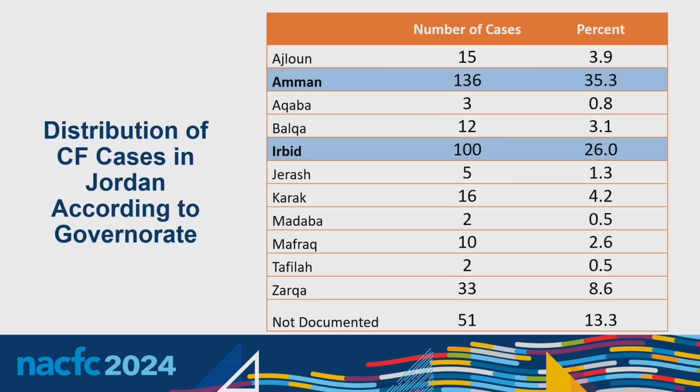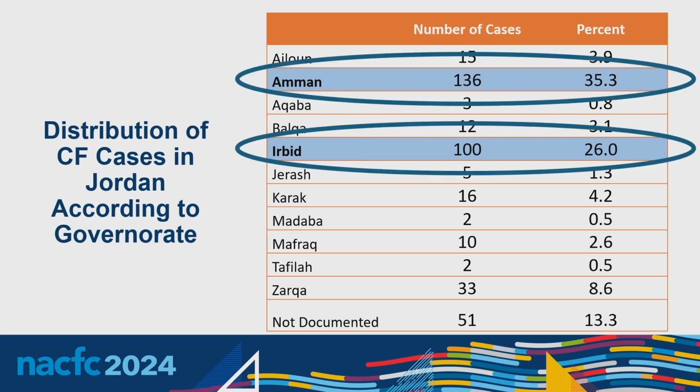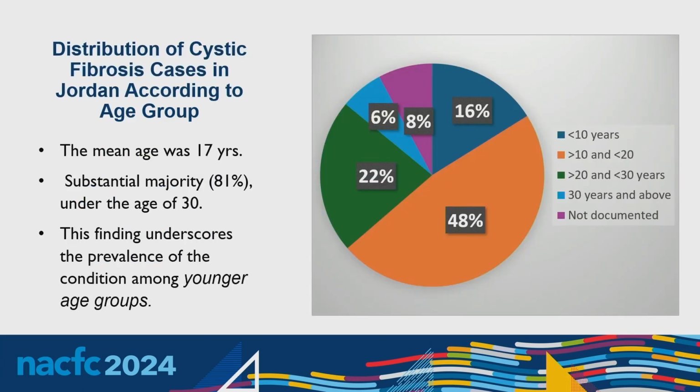So the distribution of CF cases in Jordan, according to governorates: the majority of the patients lived in Amman, the capital. Irbid had the second most common cases, and then the rest were distributed in the country. According to the age group, the mean age was 17. A substantial majority was under the age of 30. I mean, that was expected.